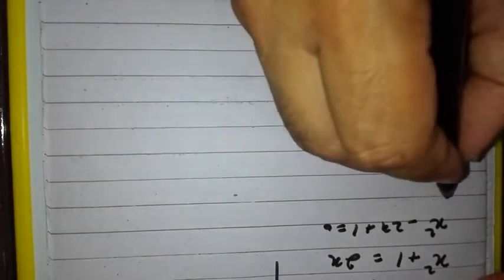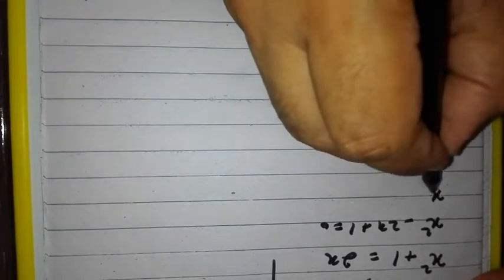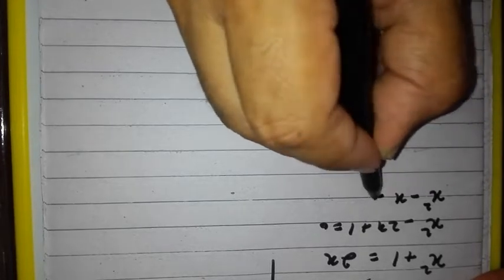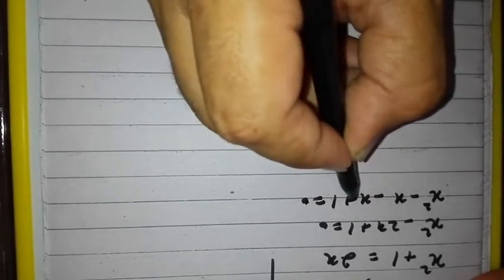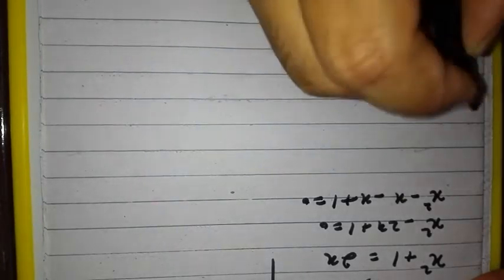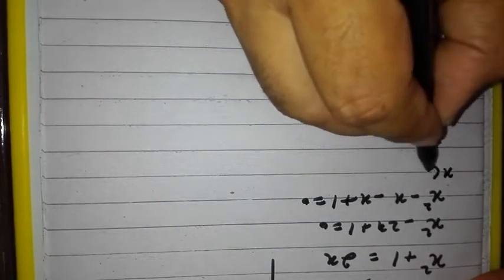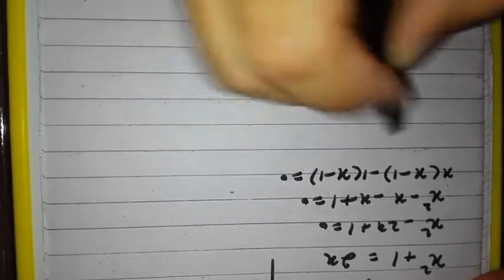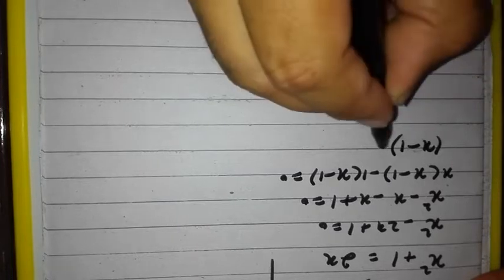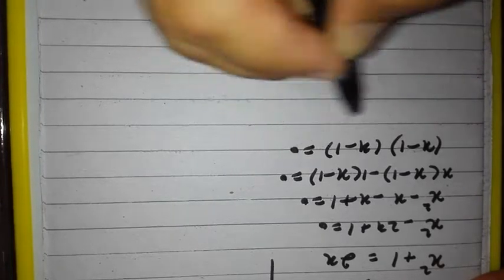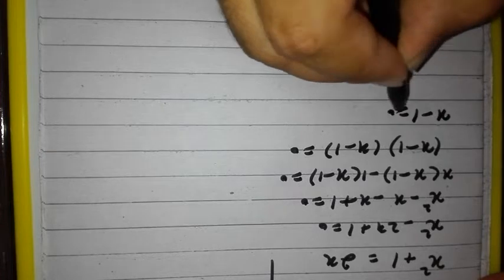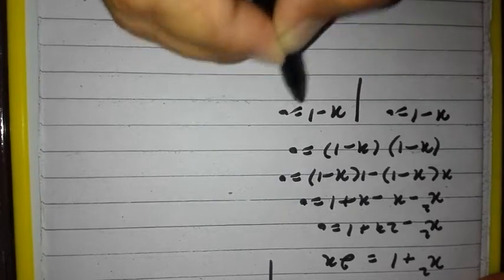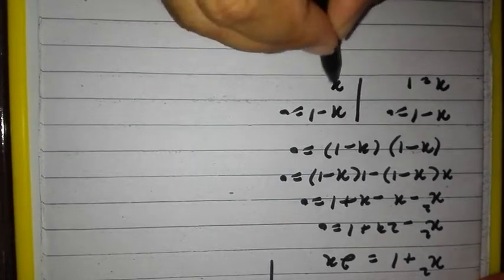Now factorize it. How? We can write it as x square minus x minus x plus 1 equals 0. Take x common from here, we get x minus 1, and minus 1 common from here, we get x minus 1. Now take x minus 1 common, we get (x minus 1)(x minus 1) equals 0. So x minus 1 equals 0 and x minus 1 equals 0. x equals 1, x equals 1. So here the same root we get, 1 and 1.